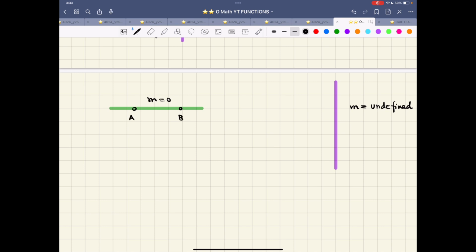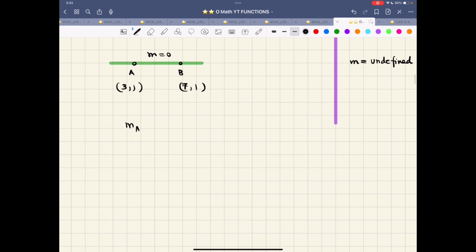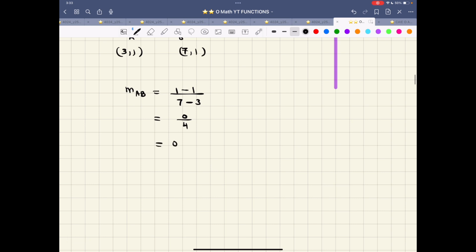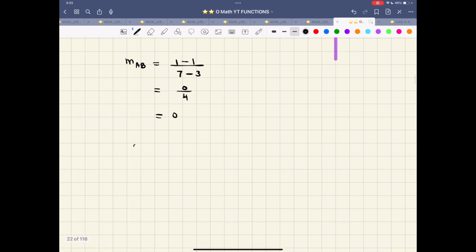Let me mark 2 points. Let me mark this as A, this is B. Let's say this is 3 comma 1. Let me write this as 7 comma 1. Let me find the gradient of AB. This is 1 minus 1, that is change in y, and then change in x. This is 1 minus 1 is 0 over 4, and we write this as 0, because you can also check with the calculator. 0 divided by any number is 0.